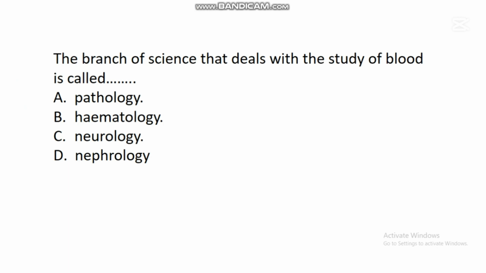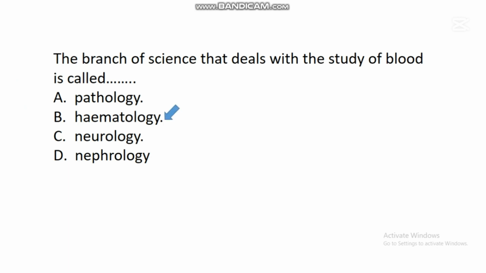The first question we have here says, the branch of science that deals with the study of blood is called dash. A. Pathology, B. Hematology, C. Neurology, D. Nephrology. In this question, the correct answer is B.